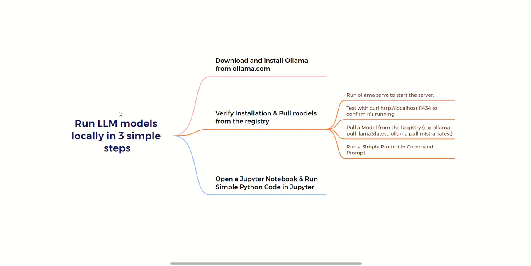Here are three simple steps to run LLMs locally on your PC or laptop. If you are concerned about security or privacy, these are the steps you can follow to run multiple LLMs locally. First, you need to go to ollama.com and download Ollama.